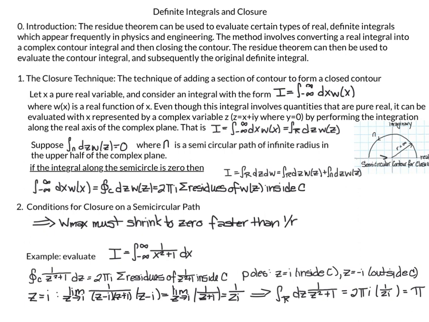which is equal to 2πi times the residues of 1 over z squared plus 1 inside C. We found the two poles, only one is inside C, and then we also found the residue at z equals i, that first pole, is equal to 1 over 2i. So our final answer, we calculated, is π.